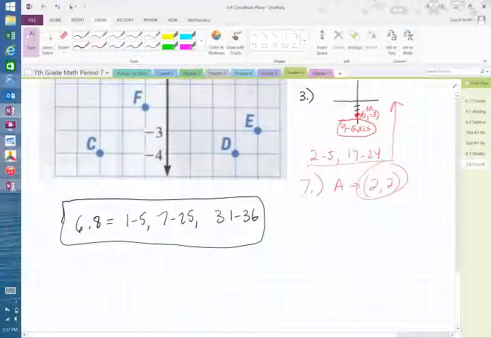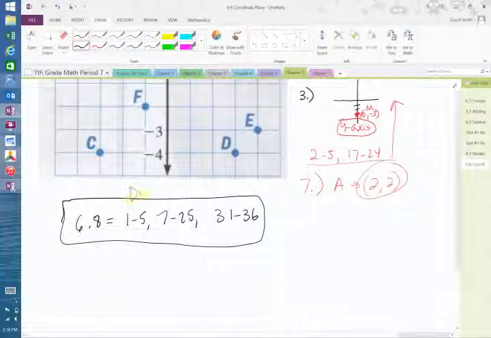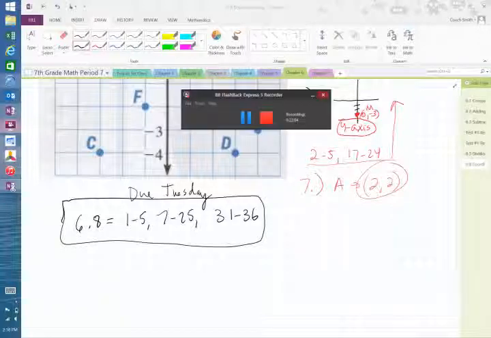Okay. So this is your homework. This is due tomorrow. Okay. So when the bell rings, you can go.